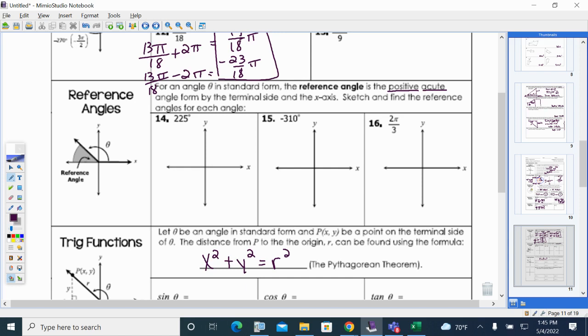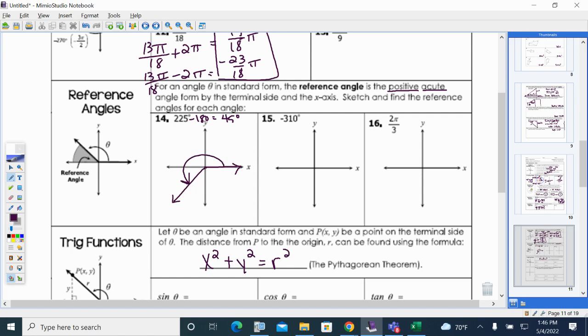So the first thing that you want to do is sketch the angle. So for number 14, I'm going to sketch 225. So there's my vertex, there's my initial side. 225 is greater than 180, but less than 270. So this is going to be somewhere in quadrant 3. It's going to be more than 180, less than 270. How much more than 180? So if I take 225 minus 180, what do I get? 45? So I'm right in the middle of that. So there's your 225 degree angle.